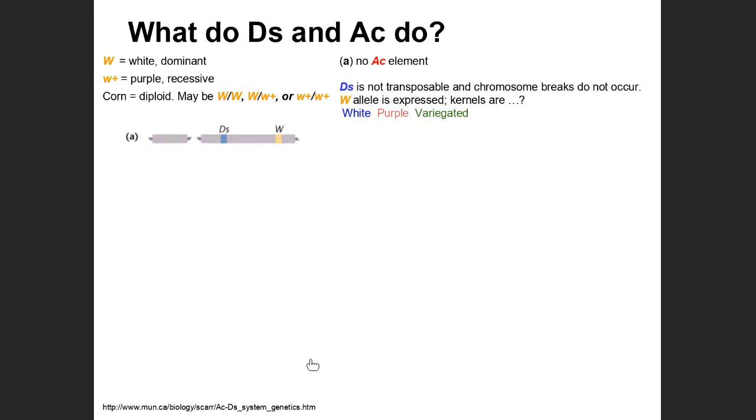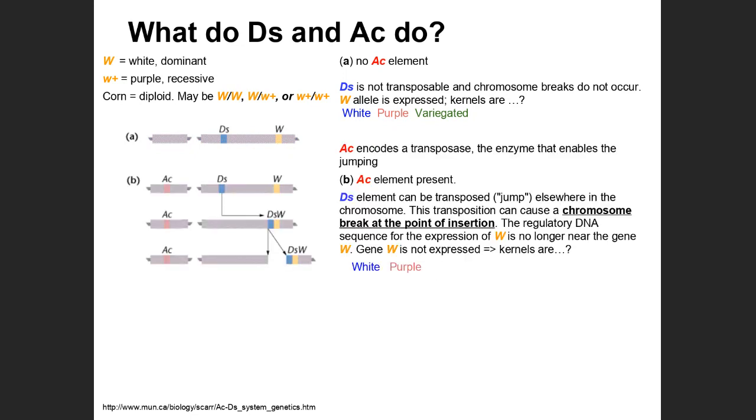Okay, so we're going to get a little more complicated now, where you do have the Ac element. So the Ac is the activator. I was thinking of this as the toddler that can't go anywhere, but this is the parent, or whoever it is that can actually move this guy. Then the activator can move the dissociator to near the white allele. All right, so in this case, the Ds can be transposed.